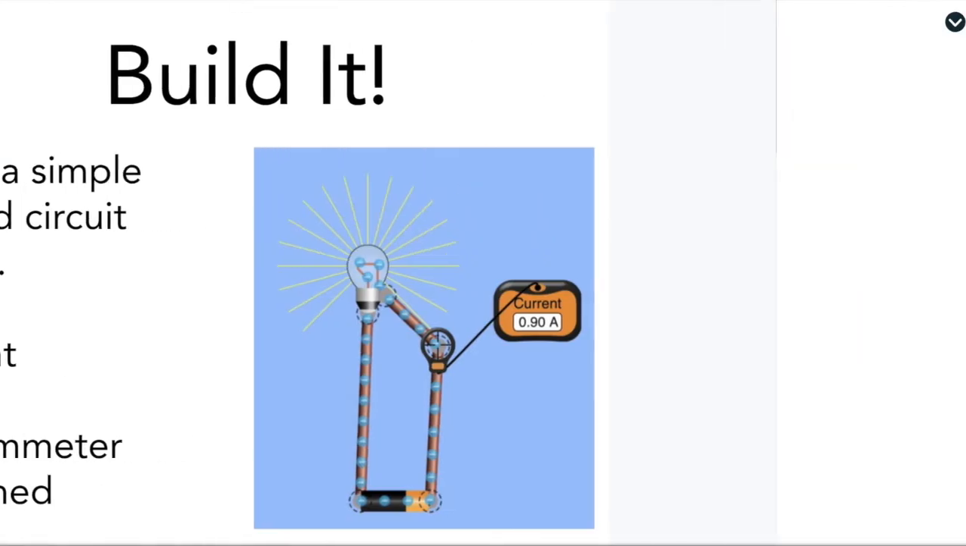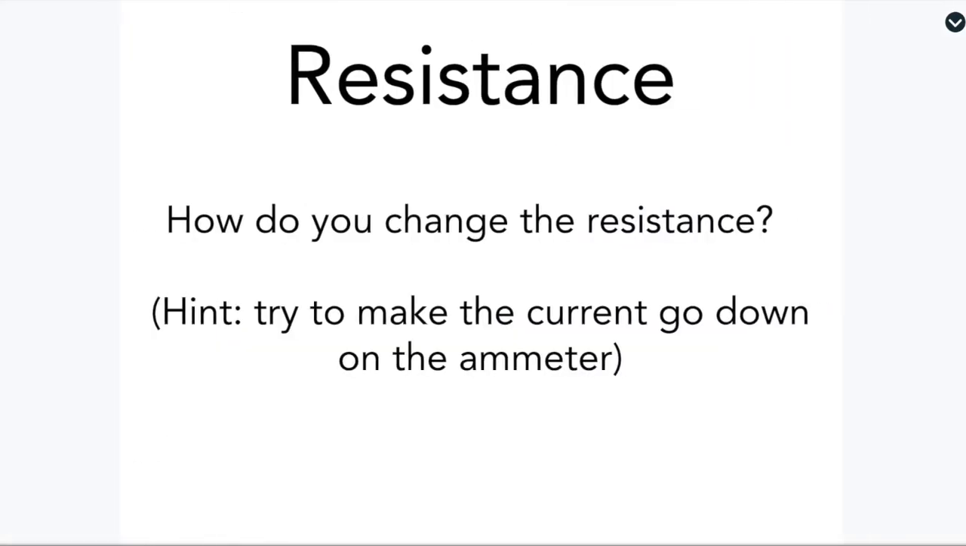All right, what I'd like you to do is change the resistance. How do you change the resistance? And what I want you to try to do here is make the current go down on the ammeter. Go ahead and pause the video and try to change the resistance of your circuit and start it back up.